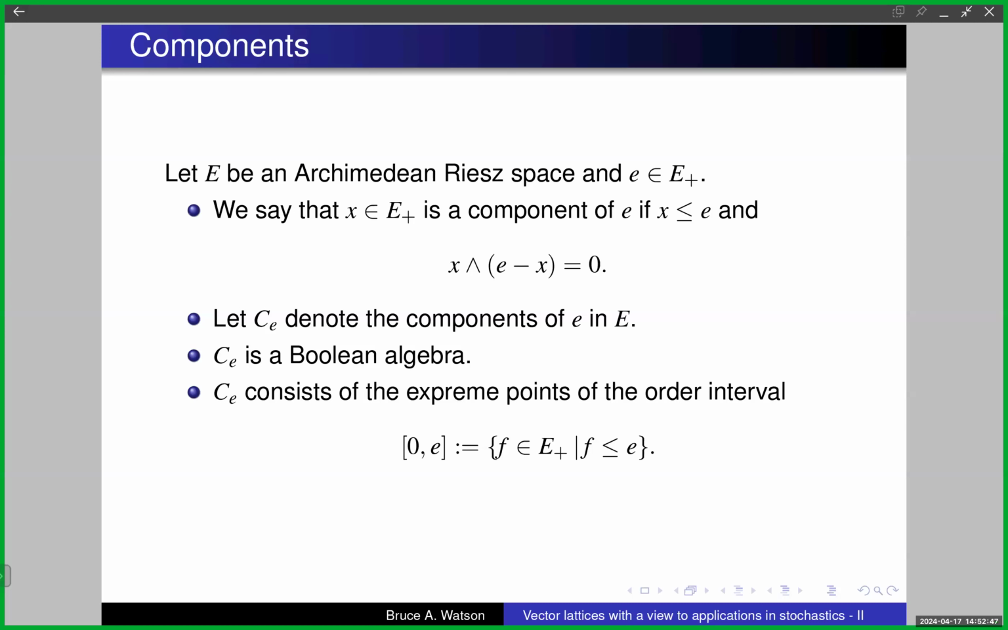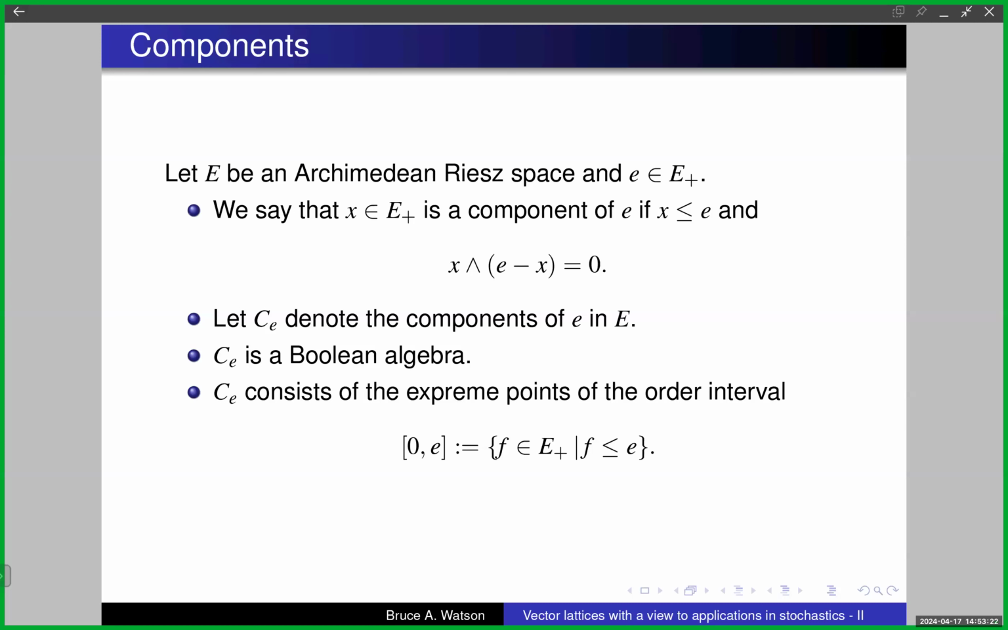So knowing this algebra of components of an order unit or a weak order unit is almost as good as knowing your space. And what about if we change from one order unit to another one? How does the Boolean algebra change? Are they possibly isomorphic? They should be. Well, if your generators of the Boolean algebra are both order units or weak order units, they should be isomorphic.